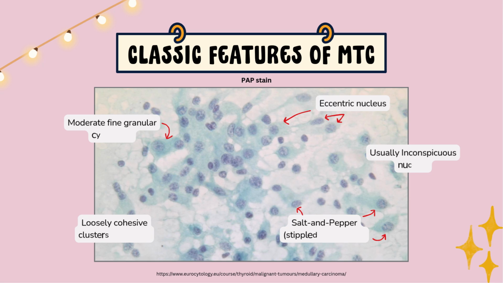This slide is a picture that demonstrates the classic cytopathological features of medullary thyroid carcinoma in a Pap stain. The characteristics include loosely cohesive clusters or single cell arrangement, eccentrically located nucleus with moderate, finely granulated cytoplasm. It has inconspicuous nucleoli and a salt and pepper chromatin appearance, which is stippled chromatin.